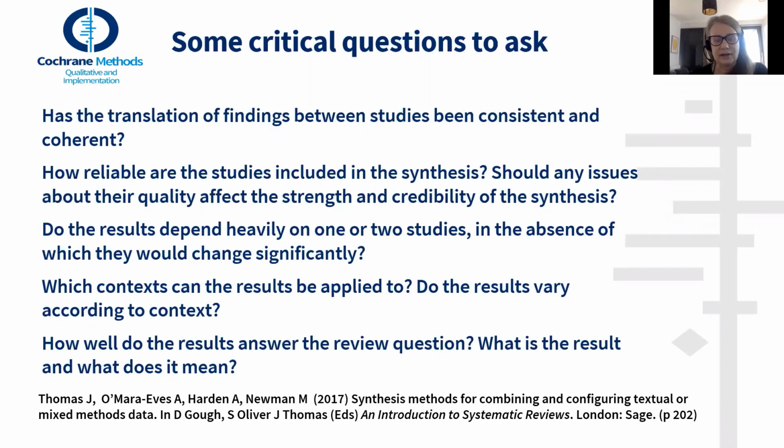On the issue of context, you might want to be thinking about what context the results can be applied to, and whether they vary across context. This is where those study characteristics will be key. What were the characteristics of the sample? What were the characteristics of the setting? And then ultimately you want to know how well the results answer the review question, and what that result means. Next slide, please.